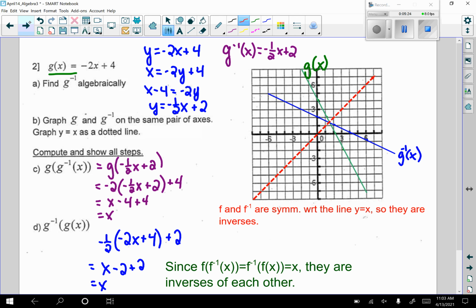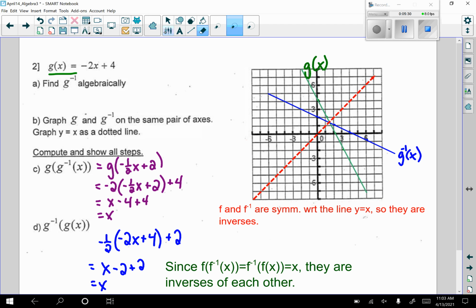All right, so for number 2, and I'll just go back through this step by step, so let me just erase what I have up here. All right, we want to find the inverse of g algebraically, so we start by replacing g of x with y, so we get y is equal to negative 2x plus 4. We simply switch x and y, so x is going to equal negative 2y plus 4.